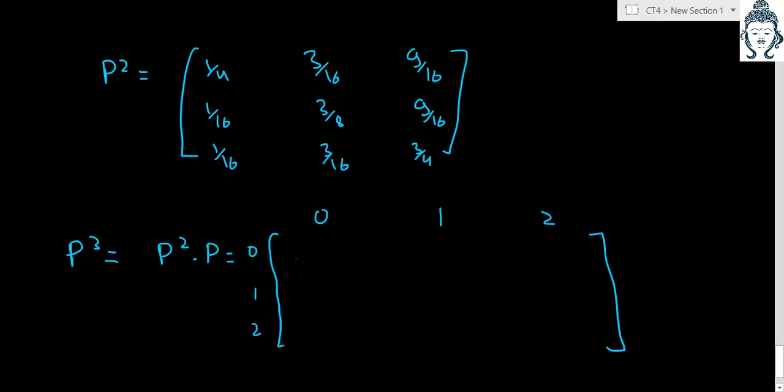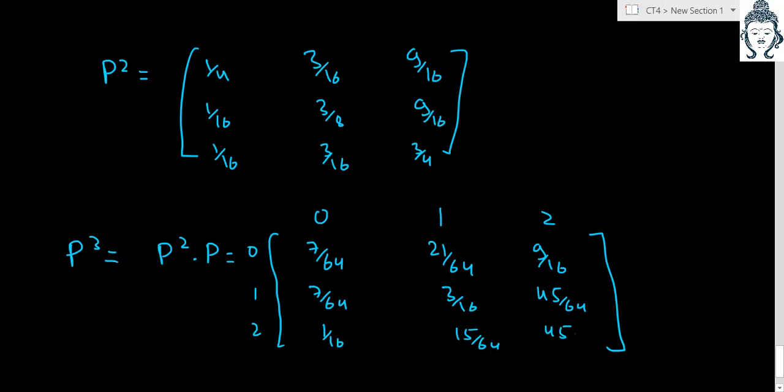So if you multiply these two, do it by yourself, multiply P with P squared, and these values will come out to be 7 upon 64, this one comes out to be 21 by 64, this one comes out to be 9 by 16, this one here comes out to be 7 upon 64, this comes out to be 3 by 16, then this is 45 by 64, this one is 1 by 16, then you have 15 by 64, and then you have 45 by 64 again.